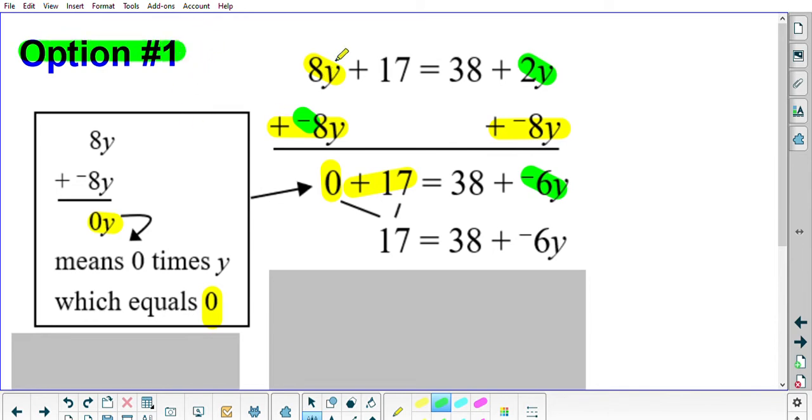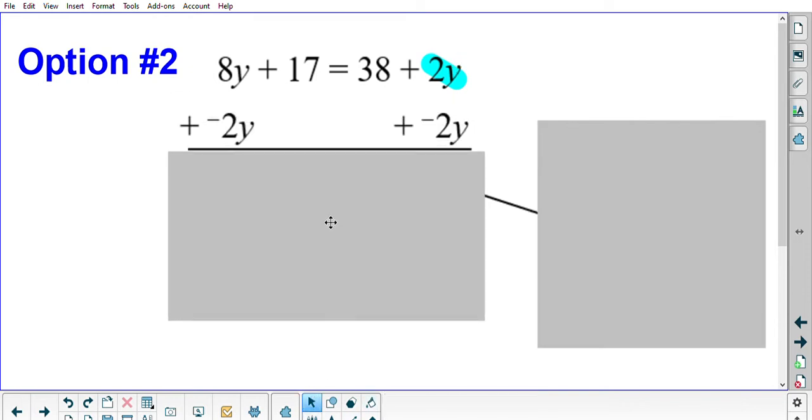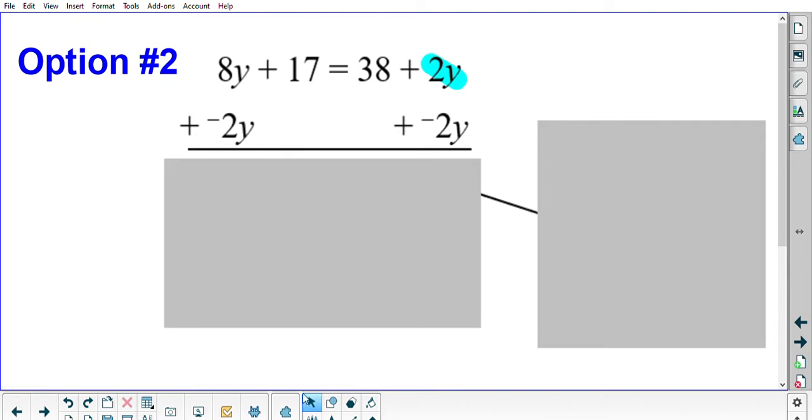You could have added the opposite of 8y, which would be negative 8y. The other way of doing this would be to add the opposite of the 2y. The opposite of 2y would be negative 2y. And so we're going to add that on both sides. Once again, you have to line up the terms properly. Whenever you add or subtract, got to have like terms. So notice it's underneath the terms that have variables. Do not put it underneath the constants, the numbers with no variables. Got to line it up properly.